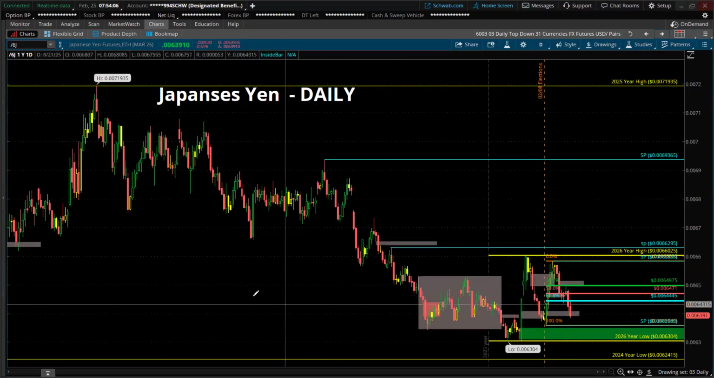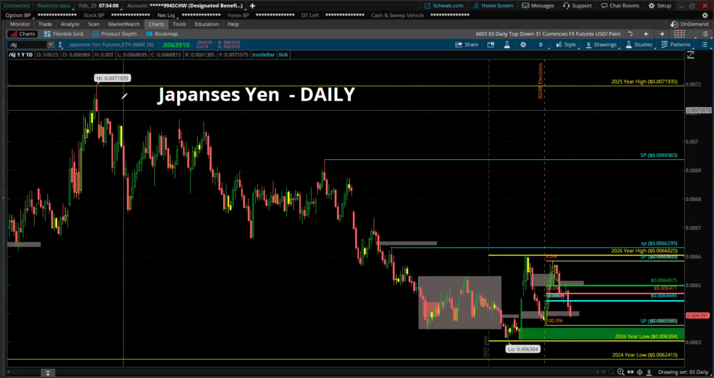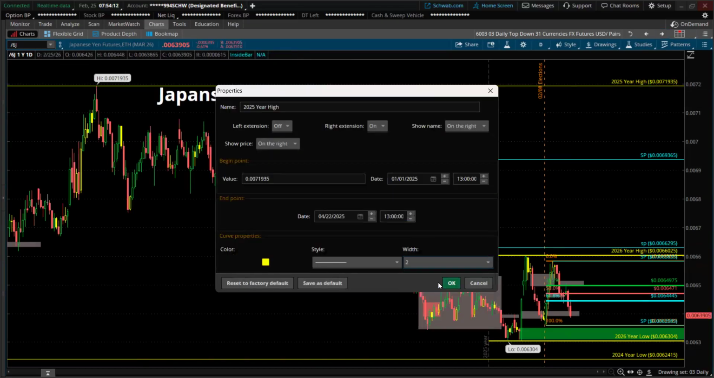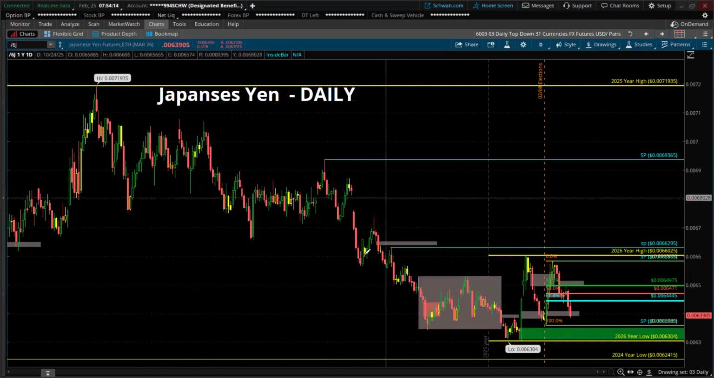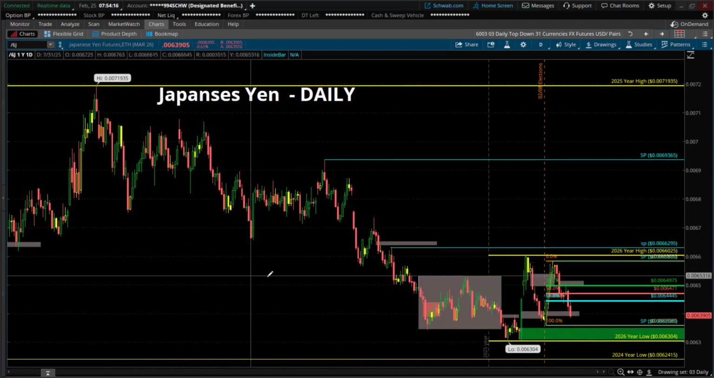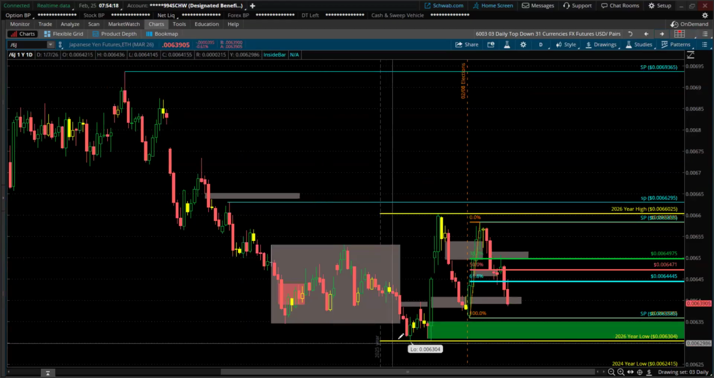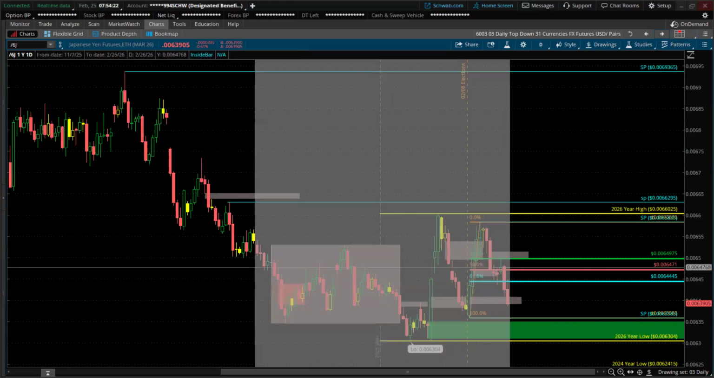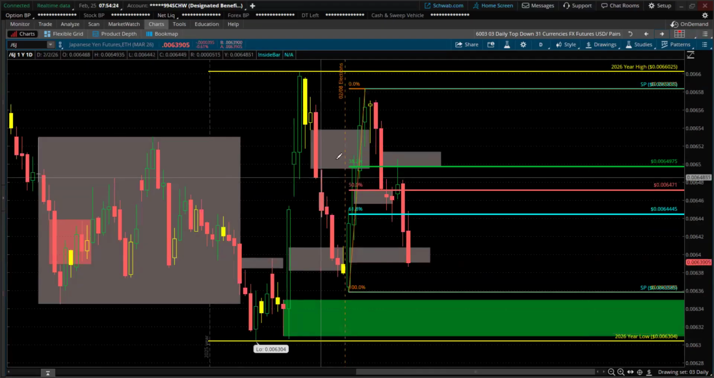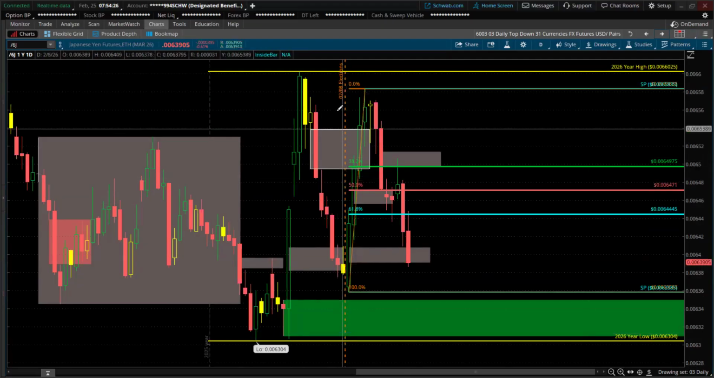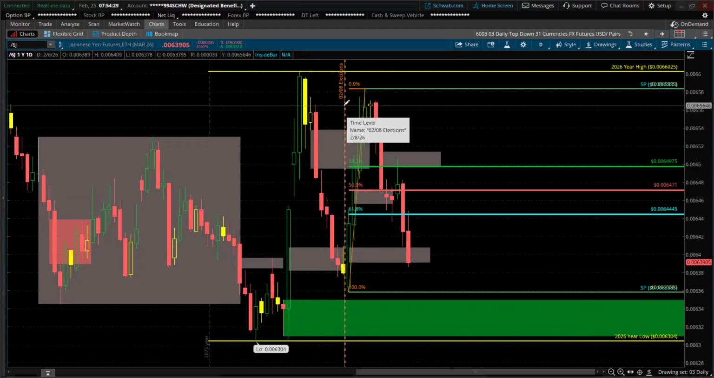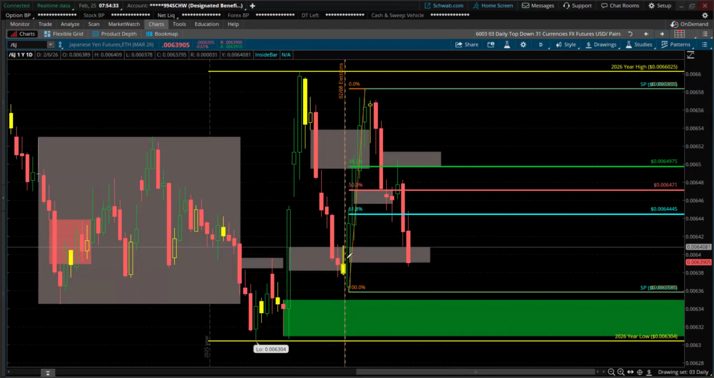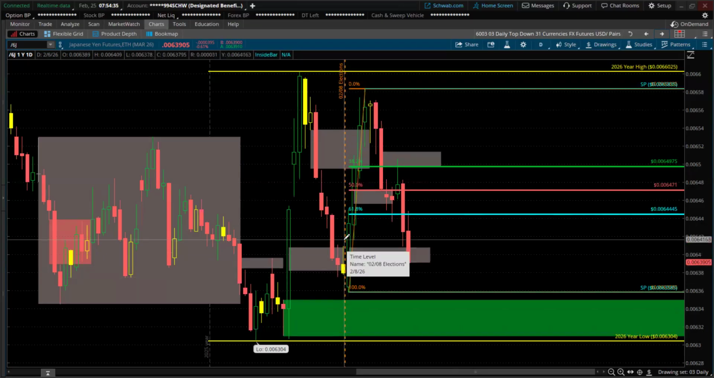Japanese yen, 1-year chart. Here's the high of 2025. That was last year. The low of this year, the high this year. These yellow horizontal lines. Zoom in. See this orange vertical line? Japan had elections. Leadership changed. Big green candle, huge reversal.